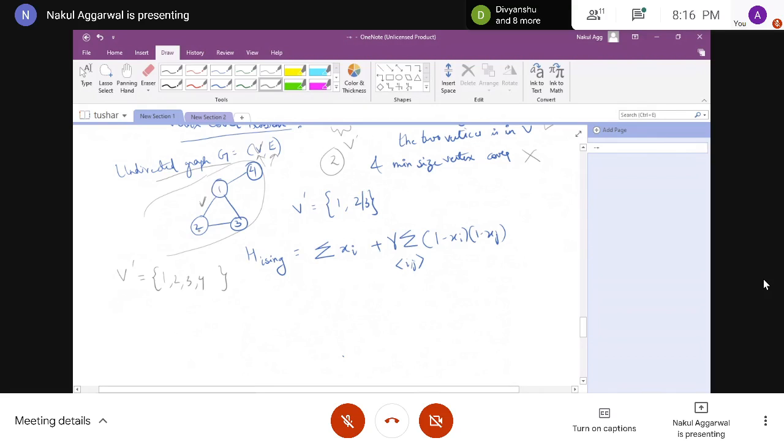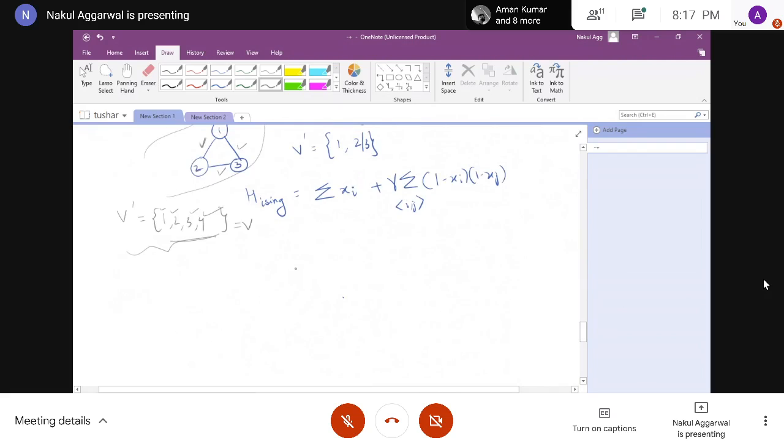So 1 and 2 are both included. Because 2 is included, it covers this edge, and 1 is included, it covers this edge. But there is no criteria of minimum size right now. I can also include 3, and because 1 was already covered, this edge is also covered, but include 4 nonetheless. So the naive solution is where V prime is equal to V, which is of no interest to us. Now we impose an additional constraint that we want the size of the vertex cover to be minimum. Now can we look at some interesting solutions or not?